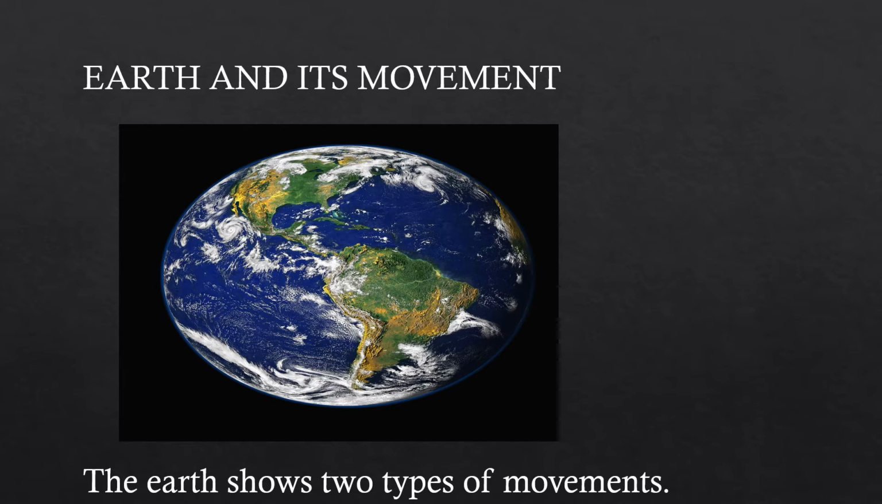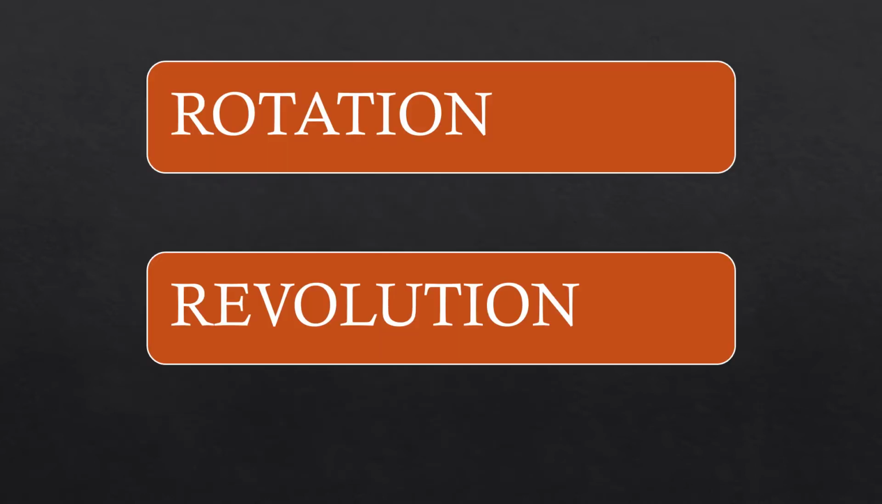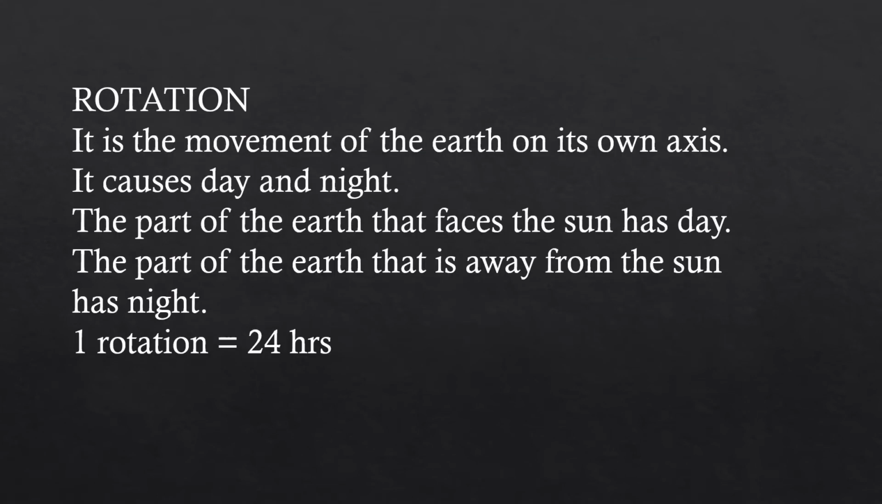Children, the earth shows two types of movements. First is rotation and the other one is revolution. Rotation is the movement of the earth on its own axis. It causes day and night. The part of the earth that faces the sun has day, and the part of the earth that is away from the sun has night.